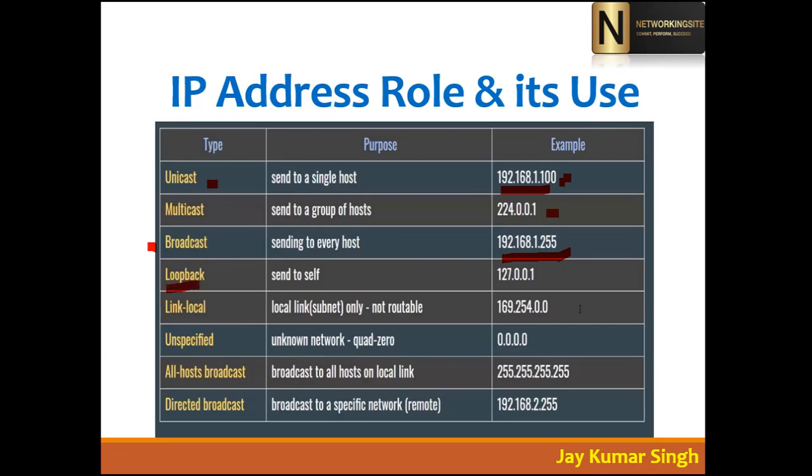Now loopback. This is the loopback address, and this is known as link local IP. Link local means, in some of the books you will find link local means APIPA. APIPA is link local. And this is unspecified, or you can see this IP address is reserved by IANA for their own use. Now all host broadcast. This is the all host broadcast, and this is all host network ID. And now tell me, what is this?